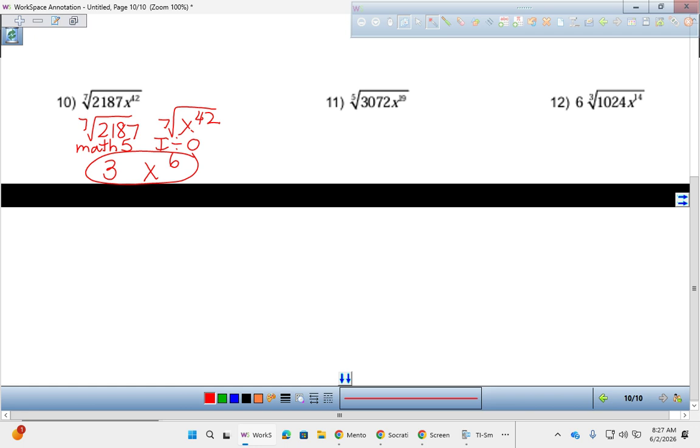Again, I'm going to split this one up. I've got the 5th root and the 5th root of x to the 29th. So I'm going to math 5 this.